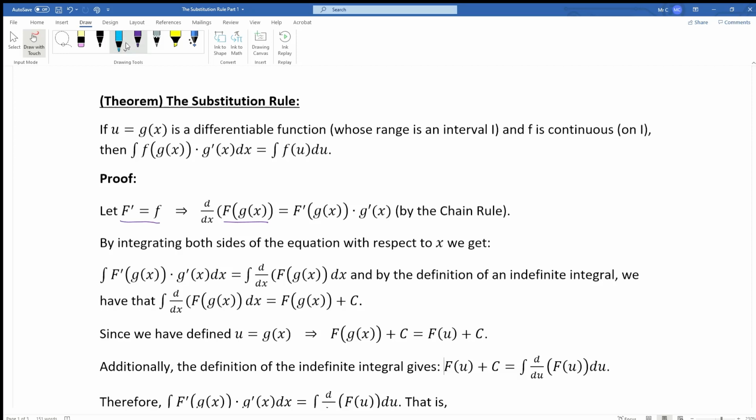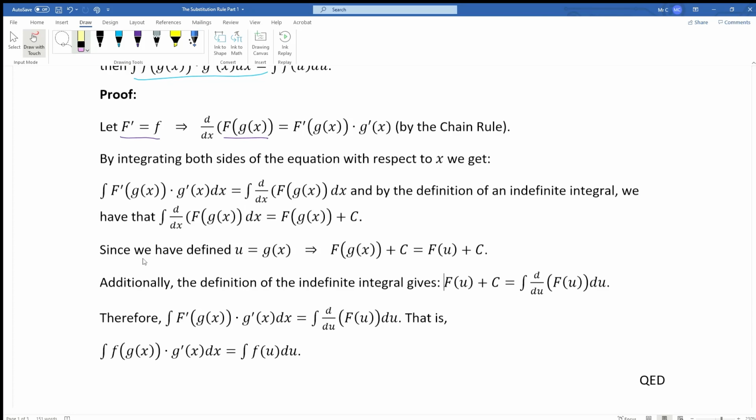And I want you all to notice that what we've really been dealing with here, this cap F prime, is f. So now this integral we have here is actually the left-hand side of the integral we're concerned with. Okay, so moving on. Well, we know by the definition of an indefinite integral that when we integrate a derivative, we get that original function back. So that gives us just, right here, F of g of x.